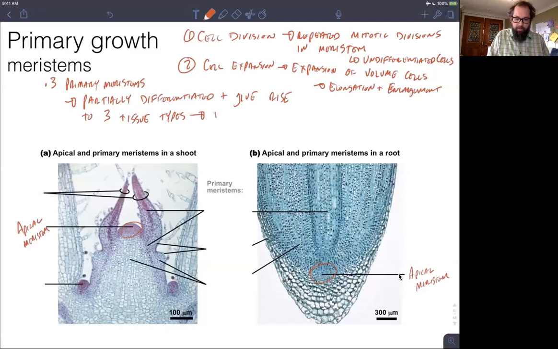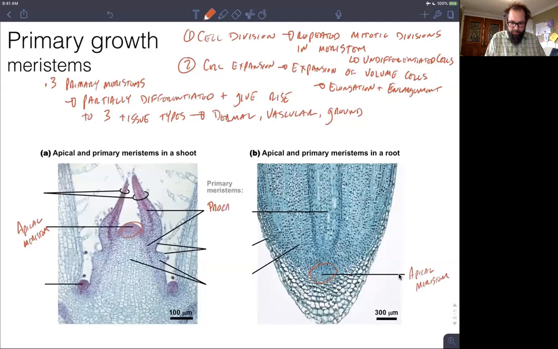So just as a reminder, those are the dermal tissue, the vascular tissue, and the ground tissue. We went through earlier the main functions of each of these different tissue systems. So these three primary meristems are just behind or below the apical meristem that we see in the plant. So remember that, the apical meristem giving rise to these three different tissue types. And those primary meristems are located just a little bit behind the apical meristem.